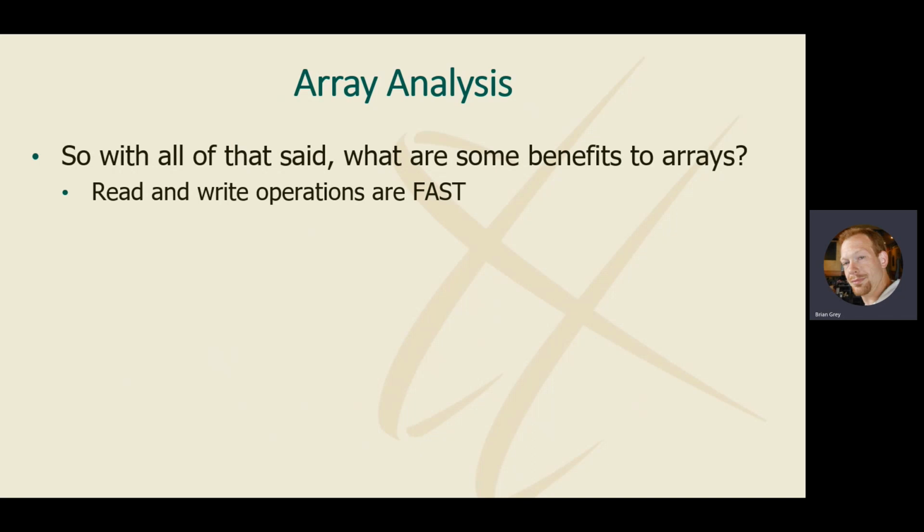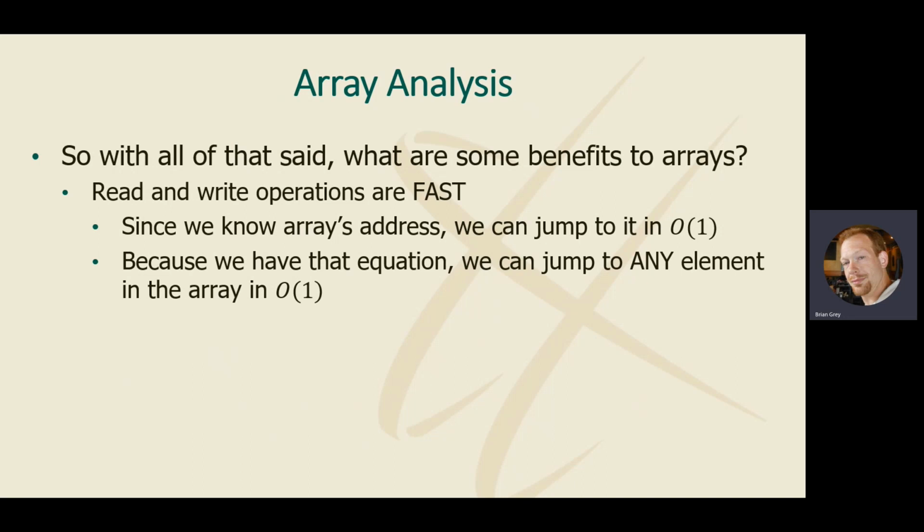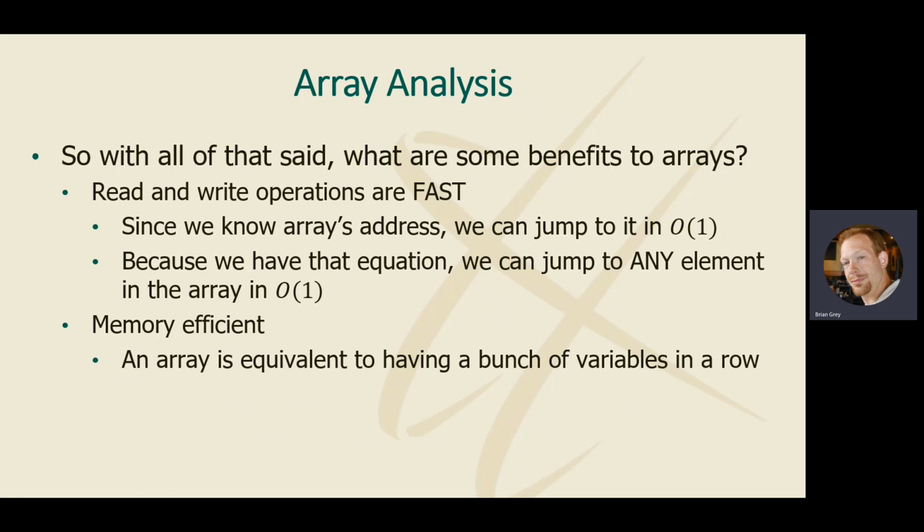Read and write operations are really, really fast, right? Since we know the array's address, we can calculate it and we can jump to it in big O of 1. And then because we have the index for the element we want and that equation, we can jump to any element in the array in big O of 1 as well. They're also really memory efficient because an array is functionally just a bunch of variables in a row with almost no memory overhead, right?